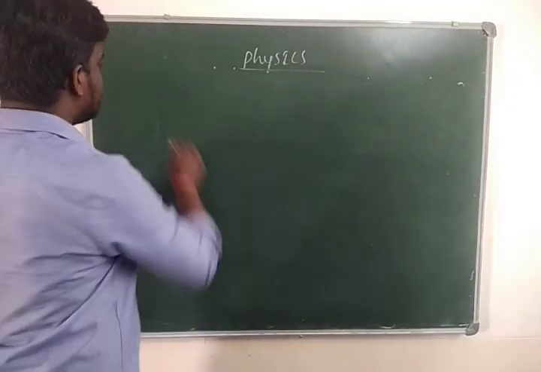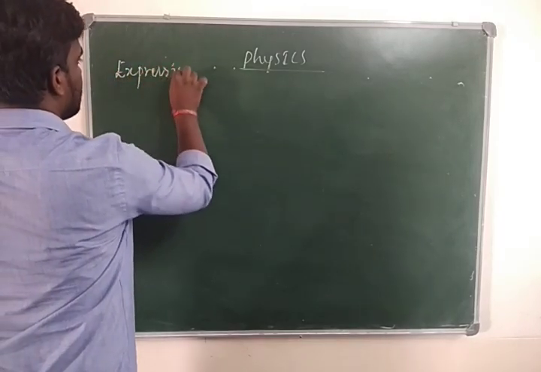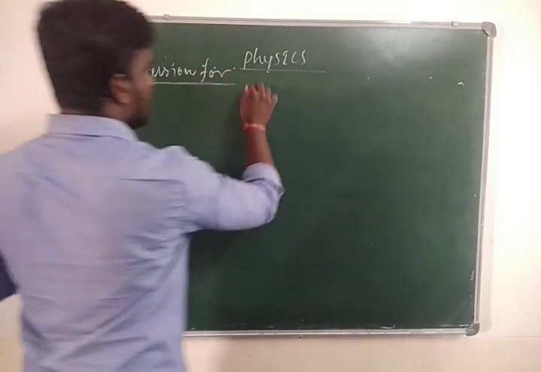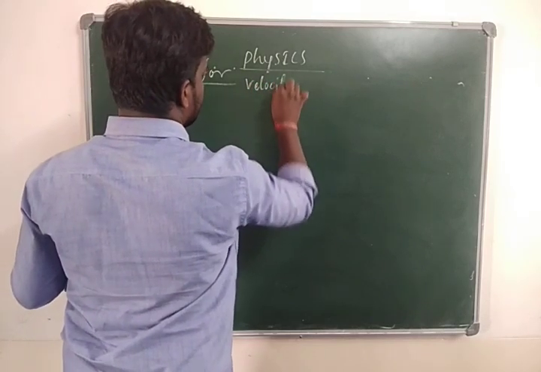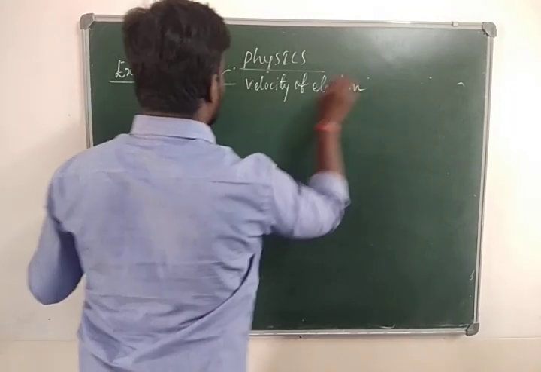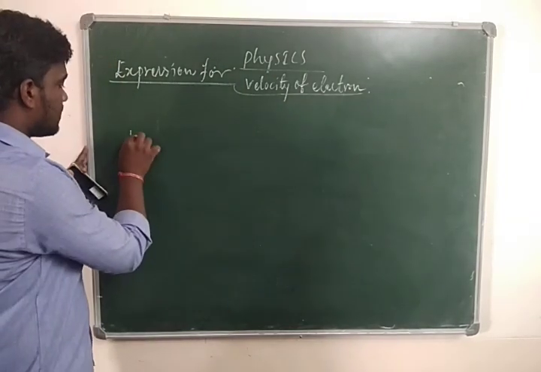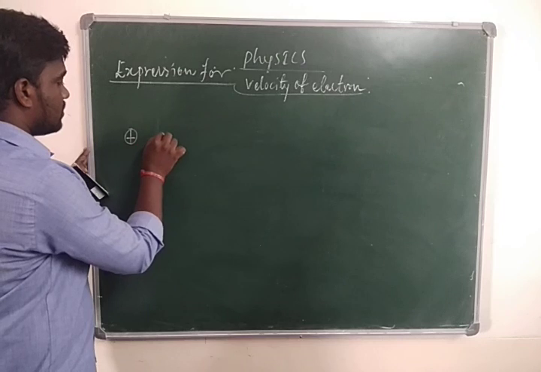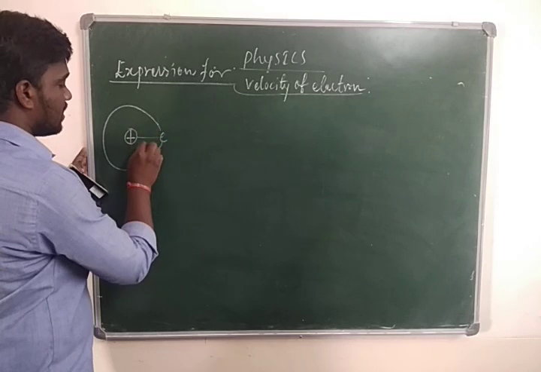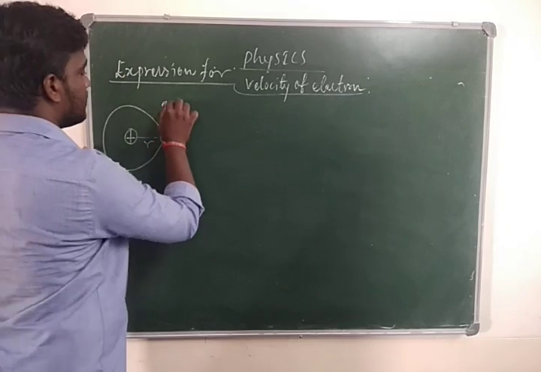Now, the expression for the velocity of the electron. Here also it is the same. This is the nucleus. The electron is revolving around the nucleus in a circular orbit of radius r, with velocity v.